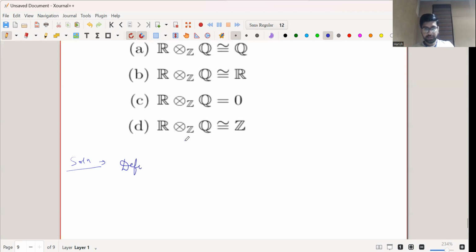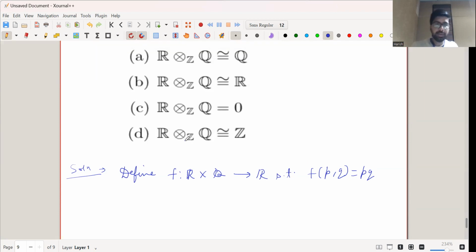Okay, this zero part you can remove, and if it is not zero, then I told you a simple trick, right? You just try to define a bilinear map. So define f from R cross Q, the set, to R, such that, what's the obvious thing that we did last time? This is just f(p,q) is pq.